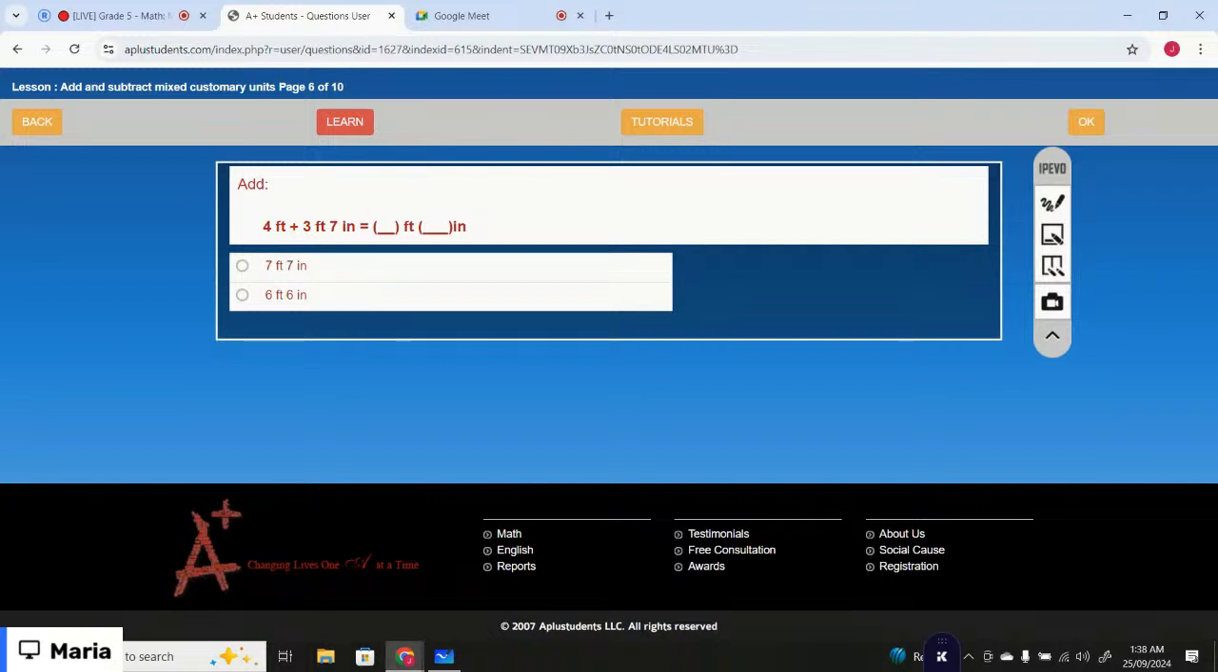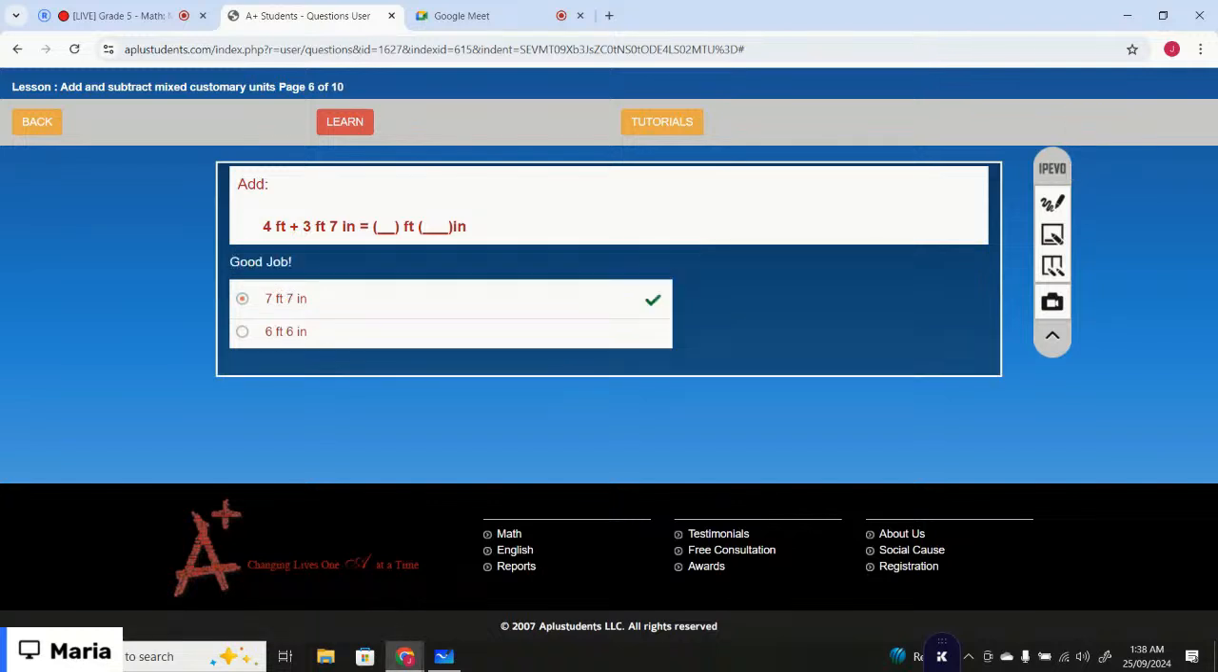4 feet plus 3 feet 7 inches, which is the correct option? The correct option is 7 feet 7 inches. Option number 1 is the correct option.